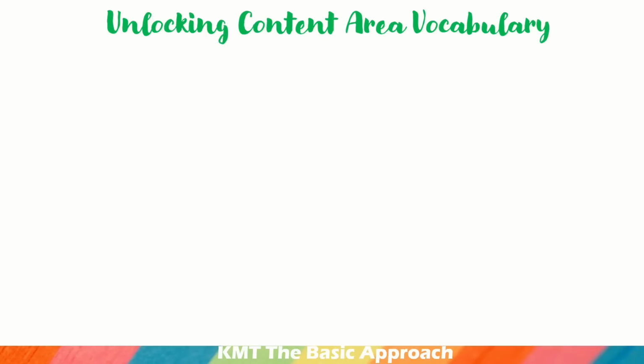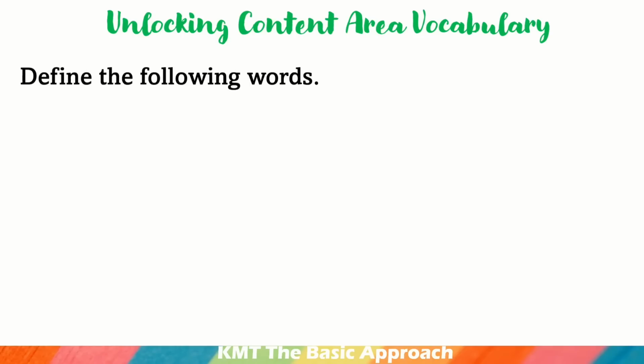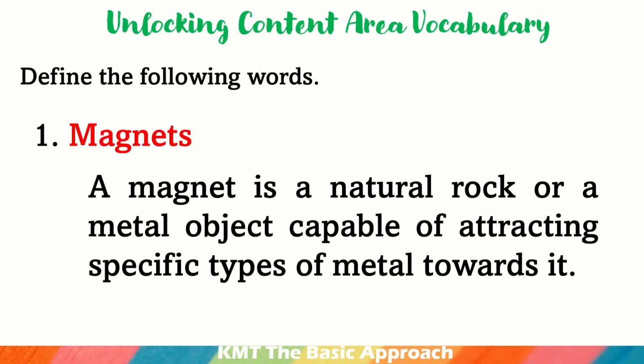Unlocking content area vocabulary. Define the following words. Number 1, can you define the word magnets? Very good. A magnet is a natural rock or a metal object capable of attracting specific types of metal towards it.